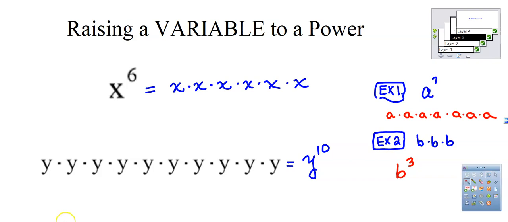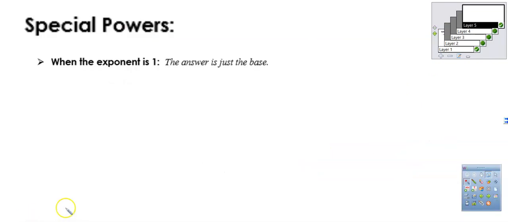So you should have all of this on your paper, neat and organized as it appears on the screen. And now we're ready for the next piece. We have special powers or exponents that we need to talk about. And the first one is when the exponent is a 1. Your answer, whenever your exponent is a 1, is just the base that you start with.